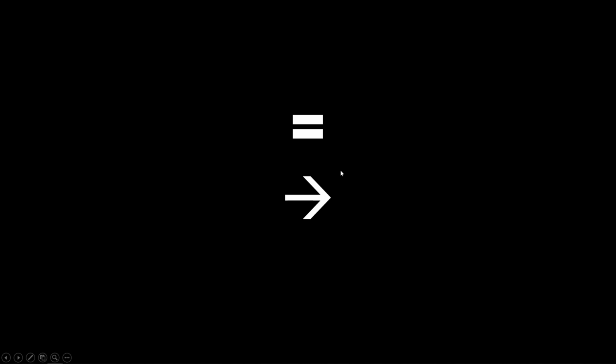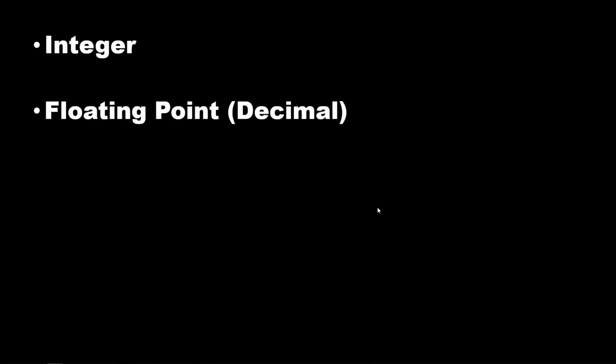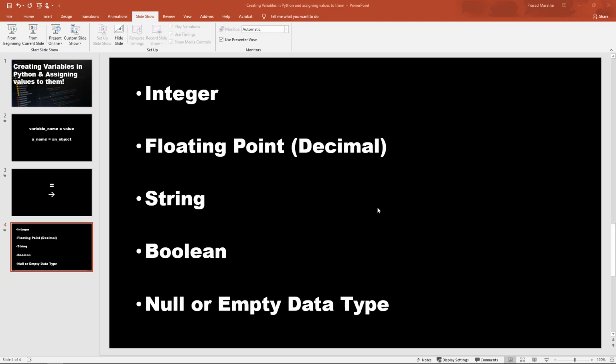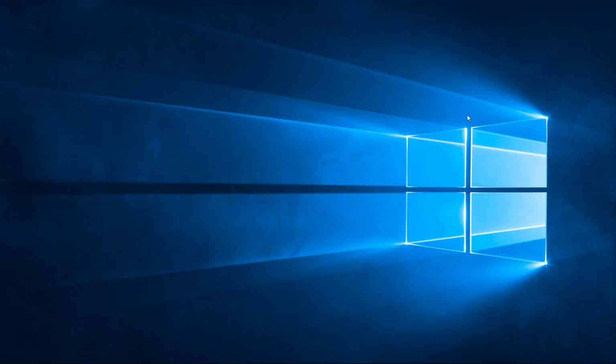Let's create variables in Python. I've opened my Jupyter Notebook. I'm going to create an integer variable followed by a floating point variable, then a string, a Boolean variable, and a null or empty data type. Okay, let's begin.